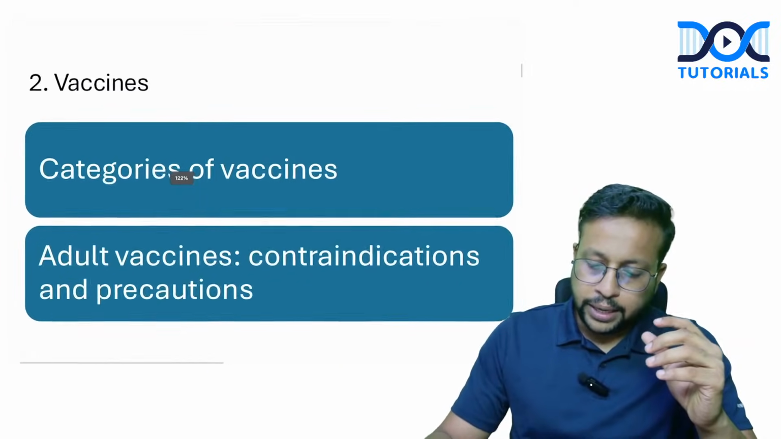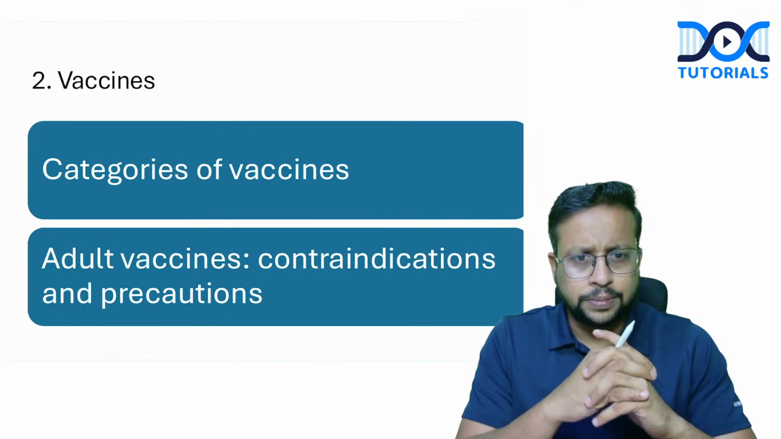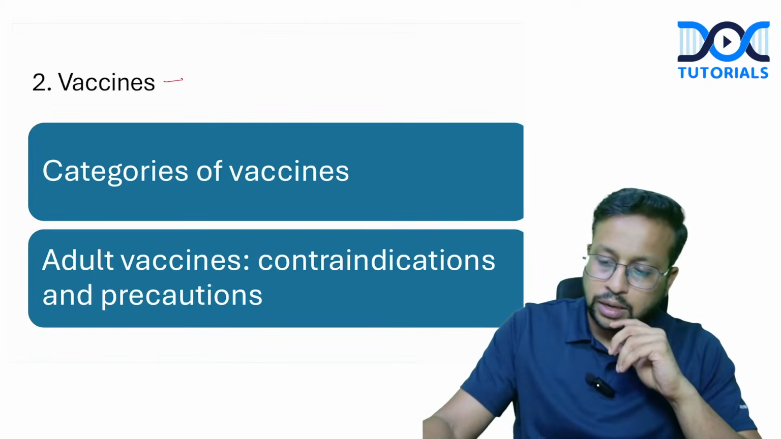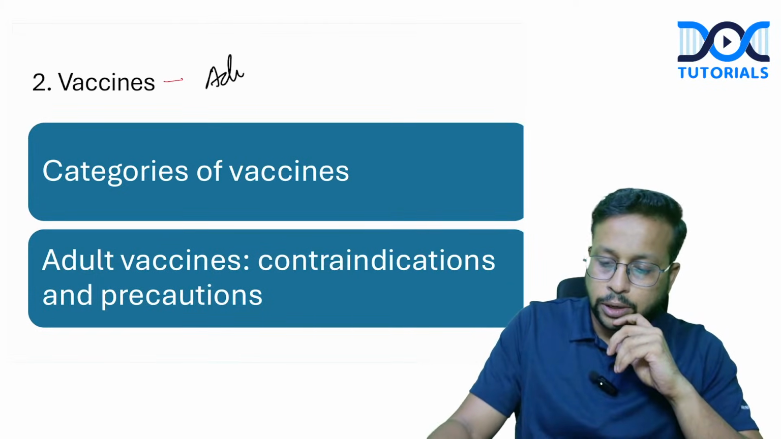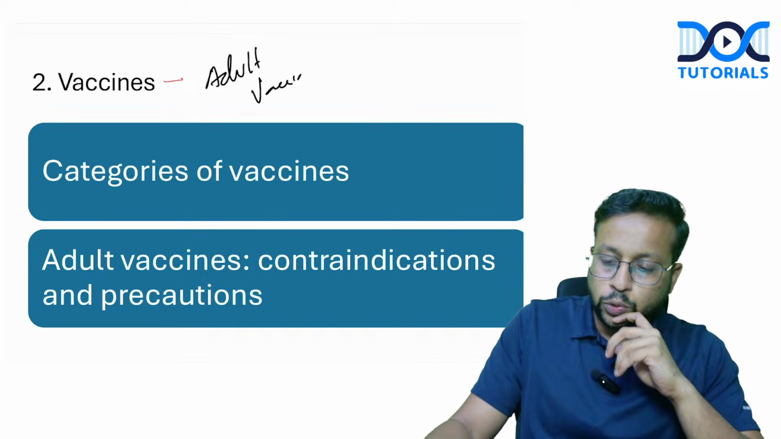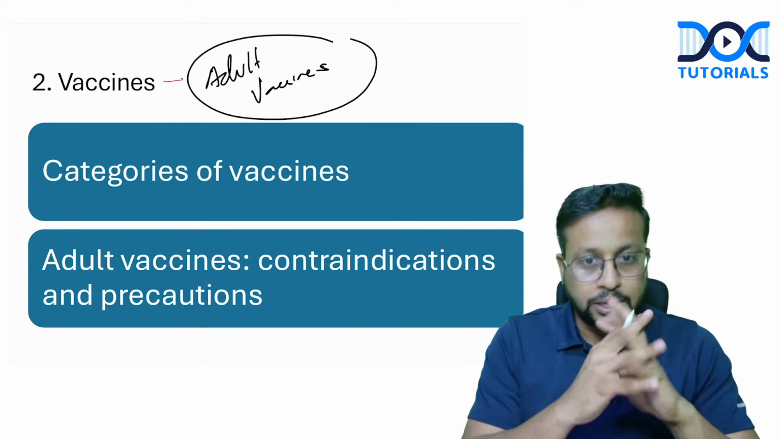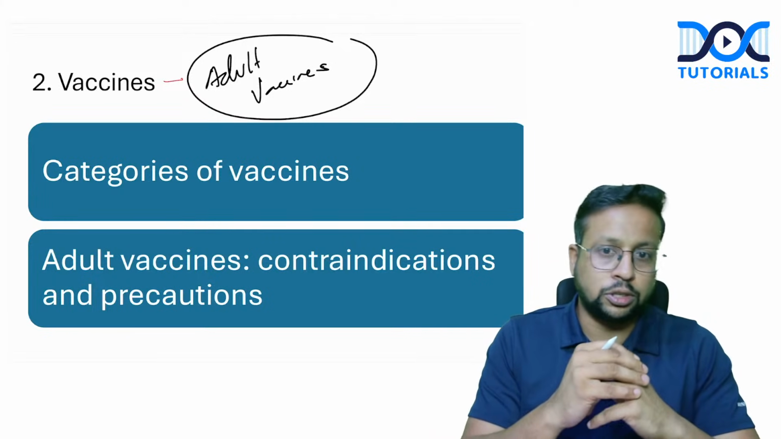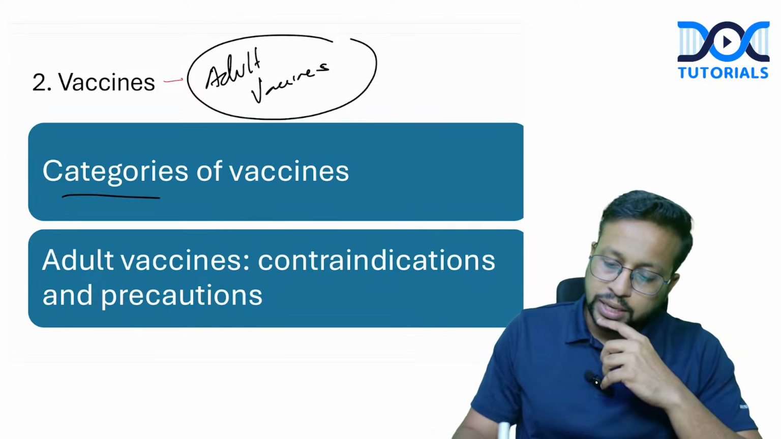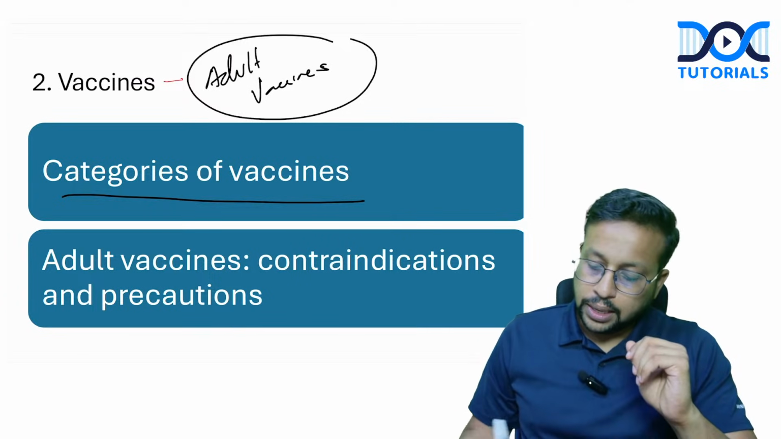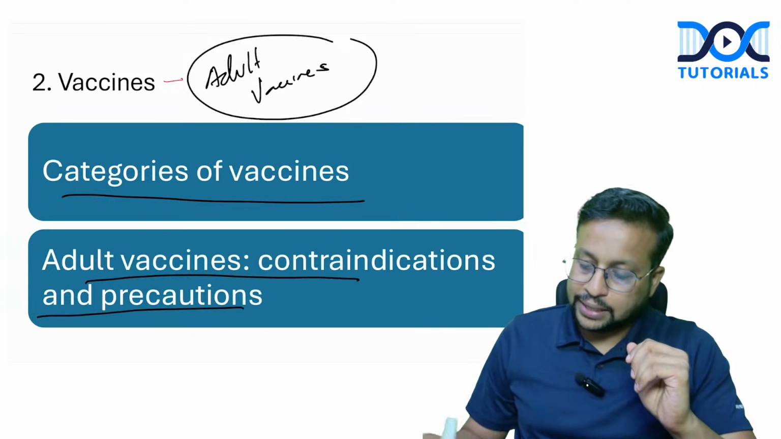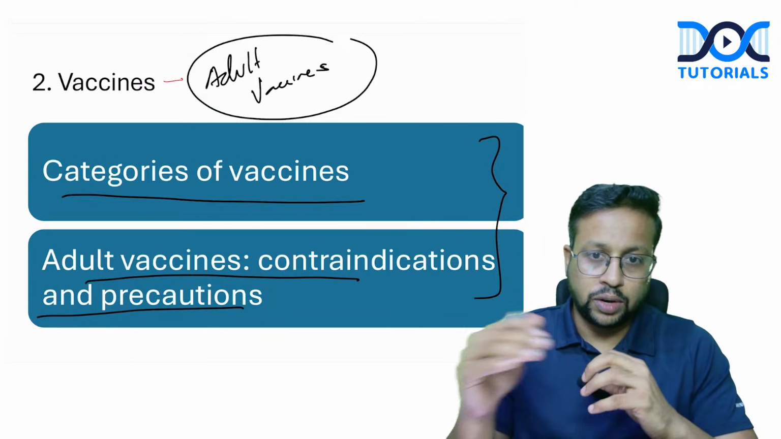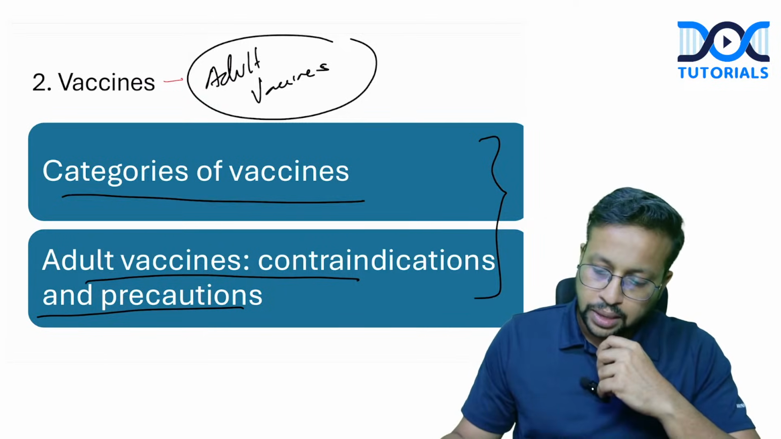A second point, something that we always miss, is the vaccines. Adult vaccines is a very, very important topic, which can sometimes be asked. Now, there are two topics that come as introductory chapters on adult vaccination. One is on the categories of vaccines, which we'll discuss, and there is also adult vaccines, contraindications and precautions, with the second table, which you will have to read from Harrison.